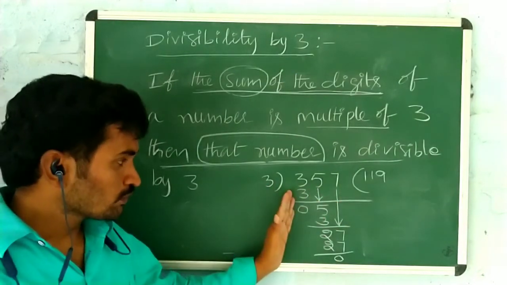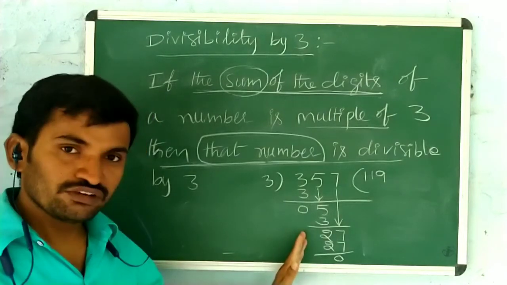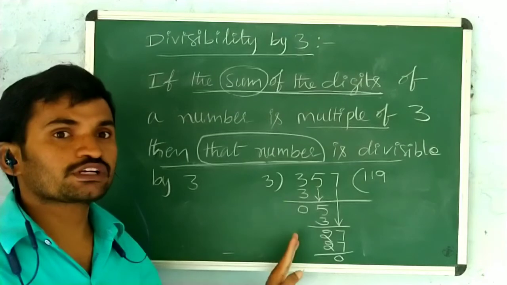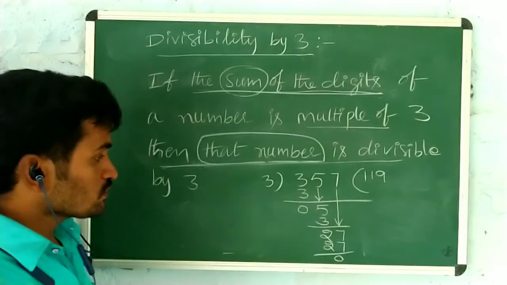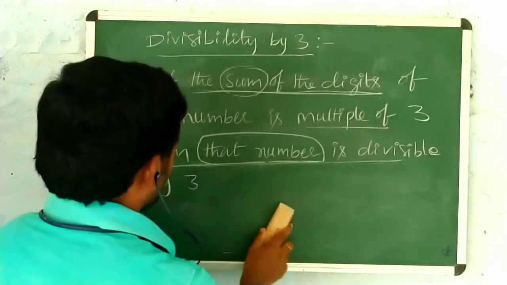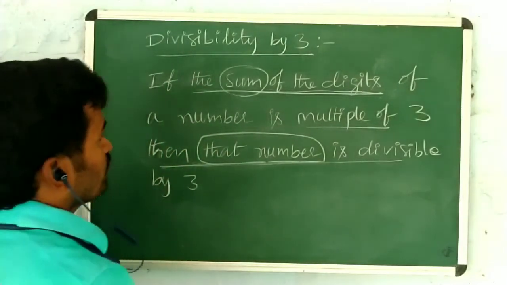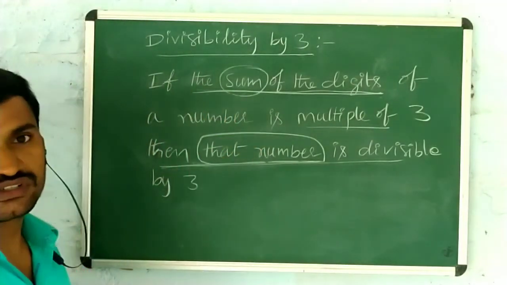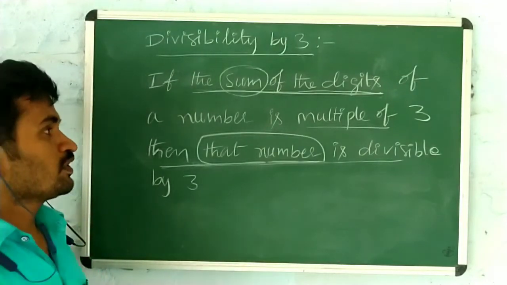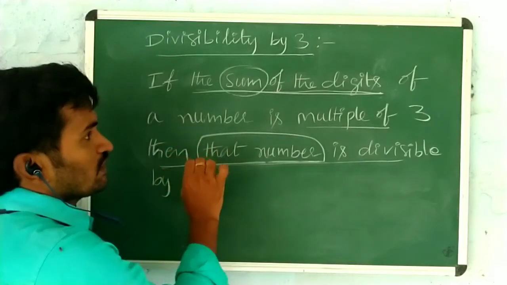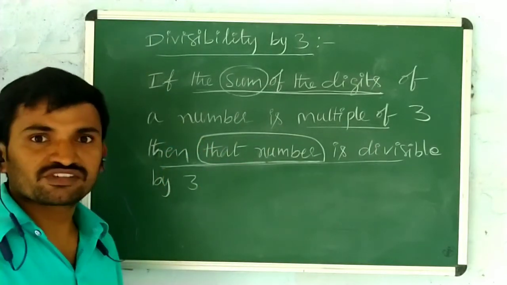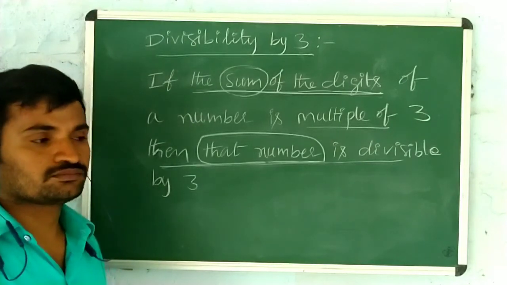So this is the actual division method. It is taking more time, it is time consuming. So to reduce our time, we are using divisibility rules. This is the divisibility by 3 rule. If you know this definition, we can directly say whether the number is divisible by 3 or not.